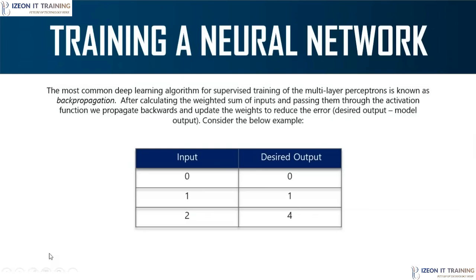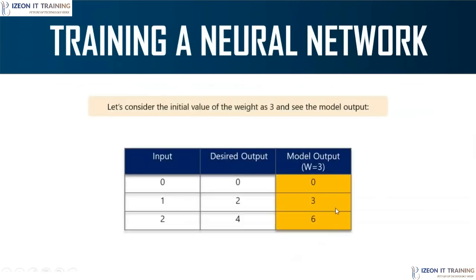To understand this, we'll look at a small example. Let's say that we have a data set which has these labels. Your input is 0, 1, 2, but your desired output is 0, 1, and 4. Now, the output of your model when W equals 3 is like this. Notice the difference between your model output and your desired output. So your model output is 3, but your desired output is 2. Similarly, when your model output is 6, your desired output is supposed to be 4.